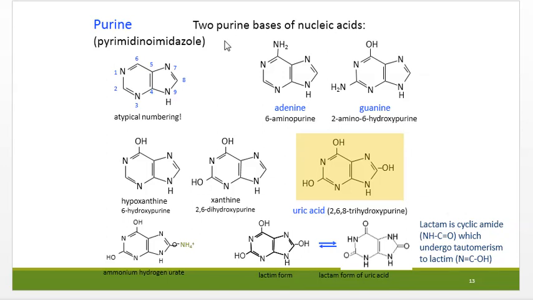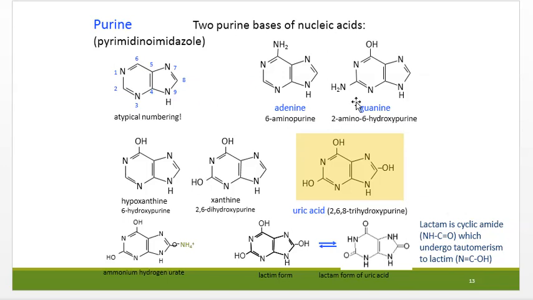Purine. Two purine bases of nucleic acids. So we can see here adenine and guanine. Adenine and guanine, as you know, are bases of the nucleic acid. What is nucleic acid? Which types of nucleic acid do you know? The RNA and DNA.